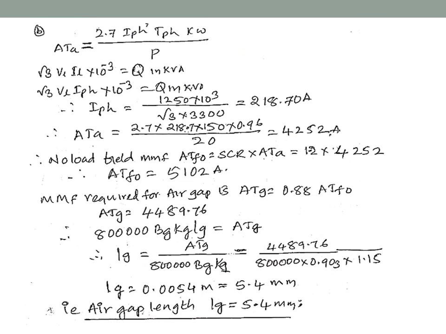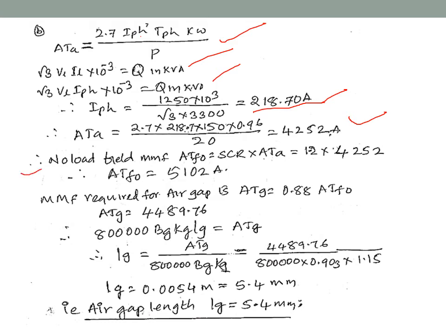Now ATA is equal to this equation. We are about to find out ampere turns per pole. So this we don't know, IPH. Okay, so for IPH we have to use this equation. So many times we have done the method. IPH is around 218.70. So ATA comes out to be 4252 amps, 4252 amps.